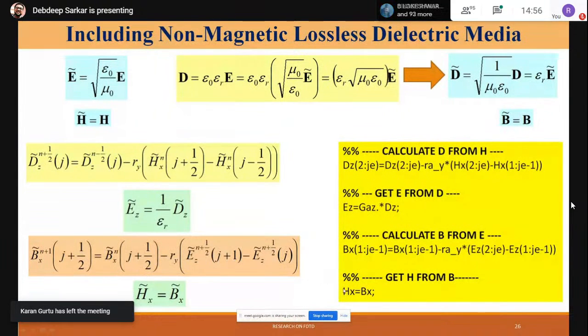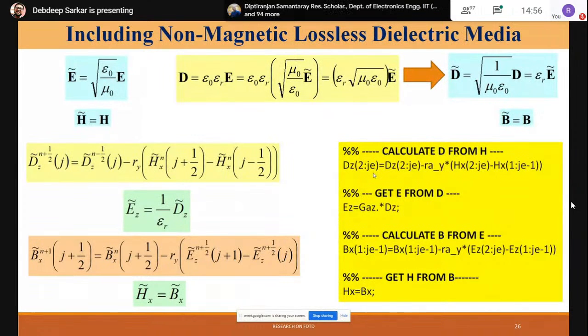You can write your program in MATLAB and get these update equations in a very simple way. In MATLAB notation, you have these vectors over here. If there is some time after the talk, I can show you the starting portions of the code also. Anyway, dz we initialize with a 0, and je is the number of points along the z-axis.